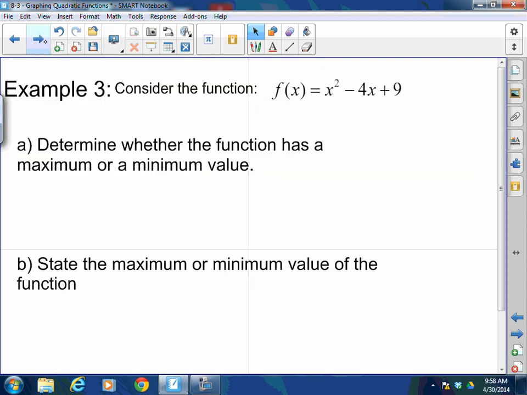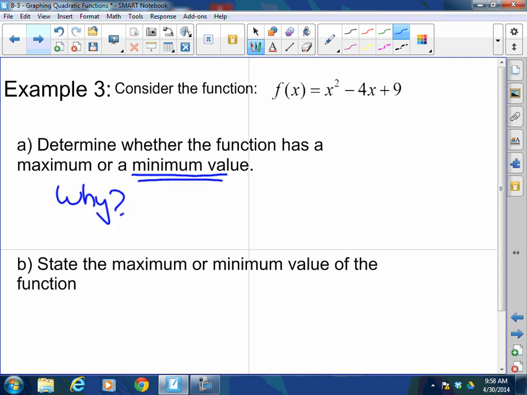Now, consider the function f of x equals x squared minus 4x plus 9. Does this function have a max or a min? It has a minimum. Why? Because a is greater than 0, it opens upwards, and when it opens upwards, it will be a minimum. Now, what if I ask, what is the minimum value?